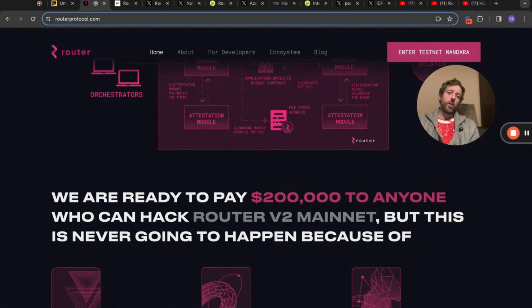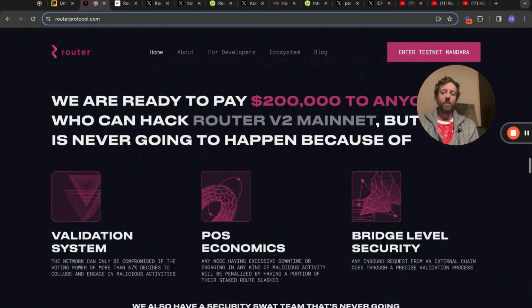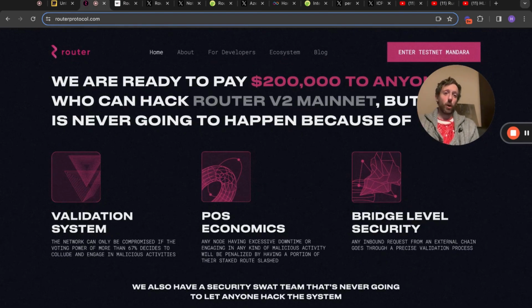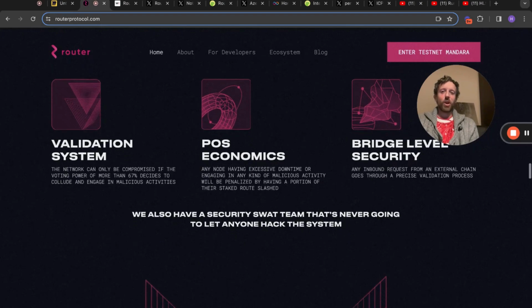We are ready to pay $200,000 to anyone who can hack Router version 2 mainnet, but this is never going to happen because of validation system, proof of stake economics, and bridge level security. Now, that's bullish and bold from Router, but however nefarious it may be, that seems more like a challenge to a hacker because there's a lot of incredibly talented hackers out there, and that seems like more of a challenge than anything else. So, I wouldn't be putting too much weight behind the 200,000 prize pool.